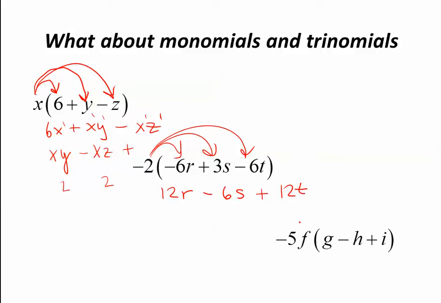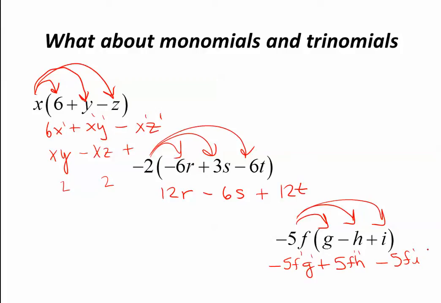Okay, so negative 5f times g minus h plus i, so negative 5fg, then positive 5fh, and then minus 5fi. Okay, so all of those are the same degree because each one has a degree of 2: f has a degree of 1, g has a degree of 1, h has a degree of 1, and i has a degree of 1. So the degree for each one is 2, so those are actually in order in standard form.